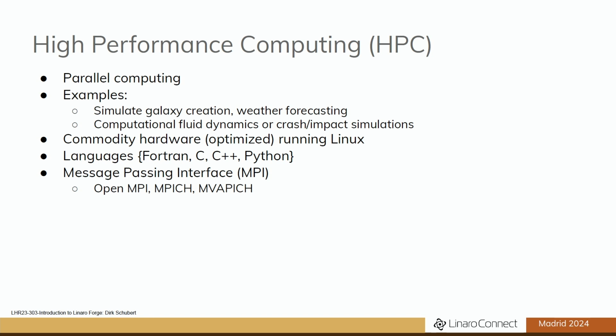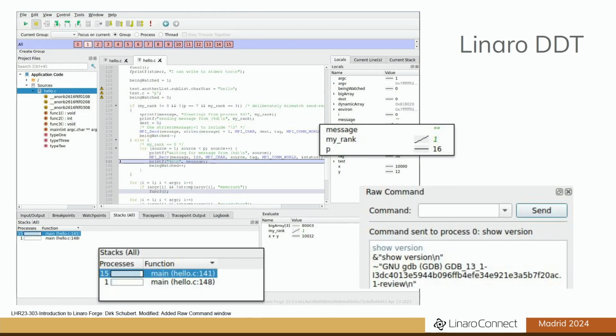We typically find that HPC simulations are written in Fortran, C, C++, and some Python to glue it all together. And to orchestrate the different machines, we use an implementation of the message passing interface. This allows you to send point-to-point communications between the different nodes in your simulation, or collective operations such as broadcasting a single piece of data to multiple other machines.